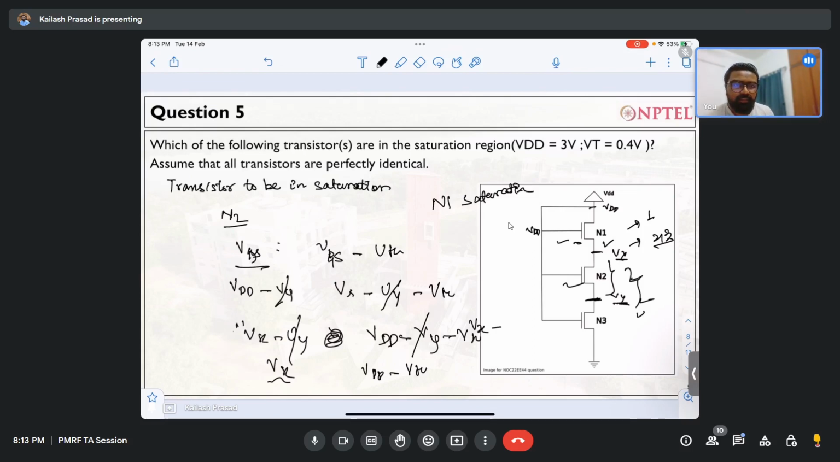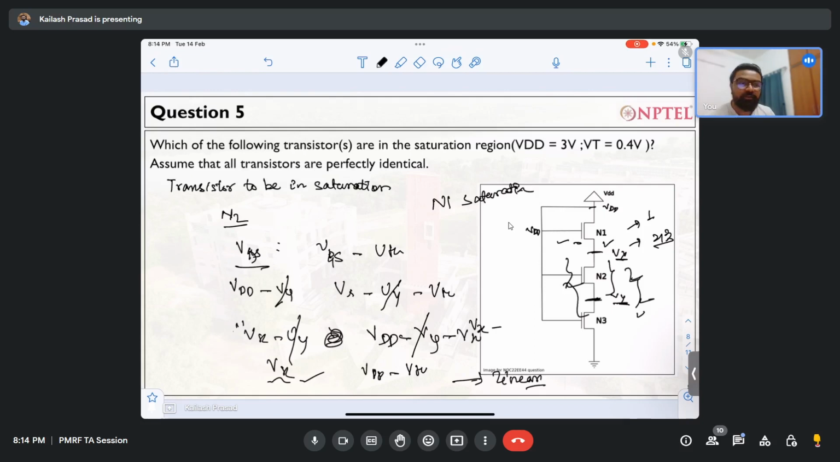The thing is, it will go below VDD minus VTH, because there are multiple transistors in the stack, and this condition may not be satisfied. That is the reason we say this will be in the linear region. If it is exactly VDD minus VTH, it is on the border of saturation. In all the rest of the cases, it will be in the linear region. It won't go beyond that.